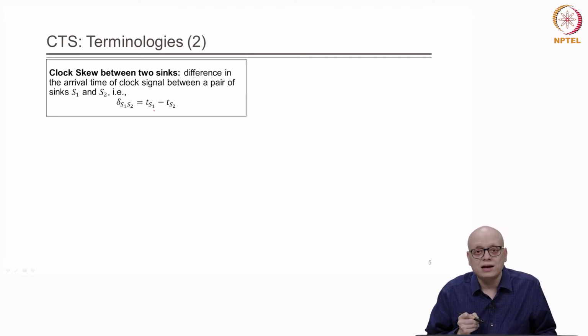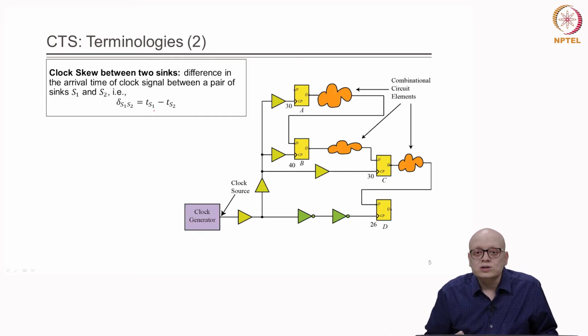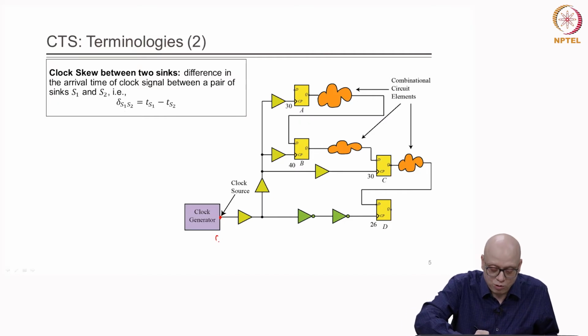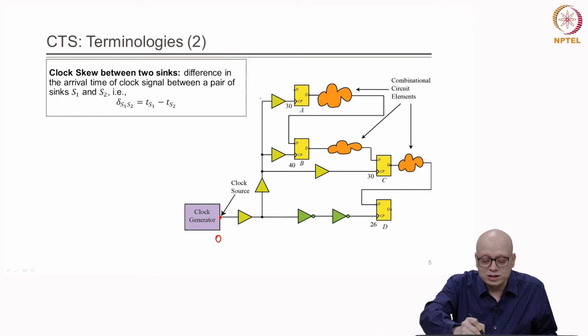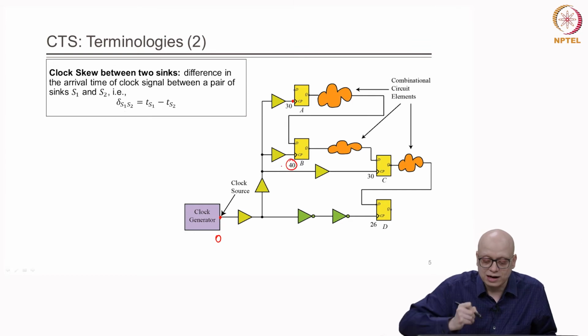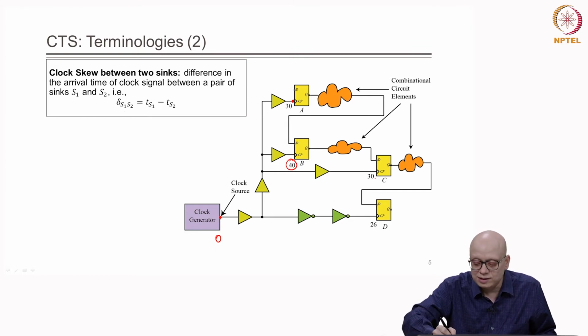T S1 is the arrival time of the clock signal at S1 and T S2 is the arrival time of the clock signal at S2. So, if we look into this clock tree that we discussed in the last slide, say the clock signal was starting at 0 and the insertion delay was 30 picosecond, then the arrival time at A will be 30 picosecond, right. Similarly, 40 is the arrival time at B, 30 is the arrival time at C, and 26 is the arrival time at D.